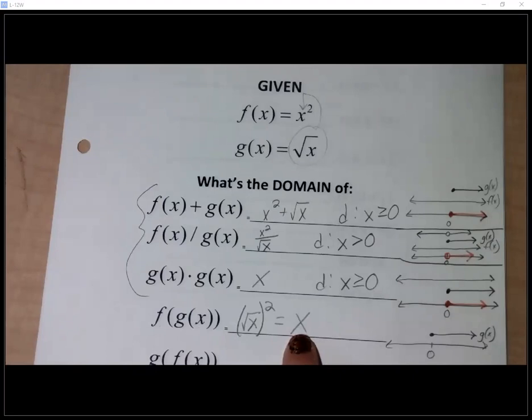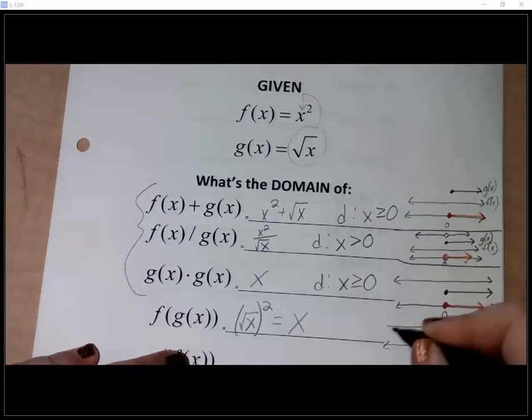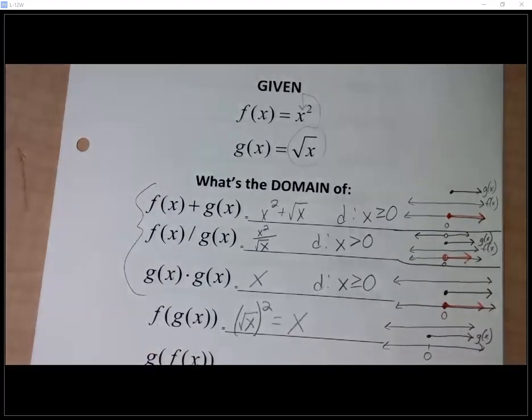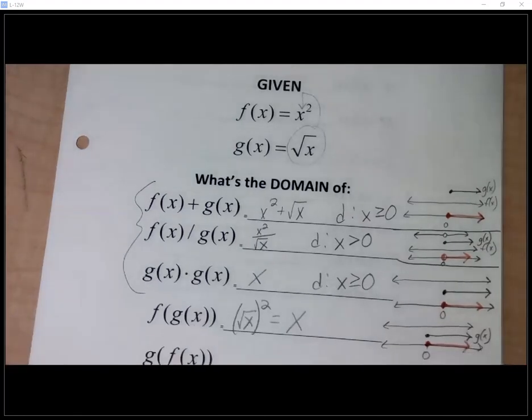Jake? All reals. So for my final domain of this new function, I need where it works for both. So in this case, it's going to be from 0 and anything greater. So that would be my answer for the domain here. X has to be greater than or equal to 0. Okay, so you need the domain of the innermost function and the new function. Where does it work for both? That's your domain, your final domain.